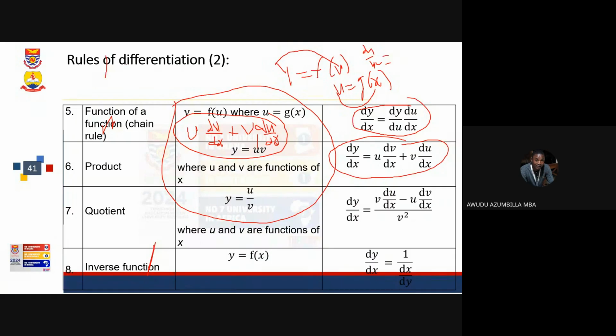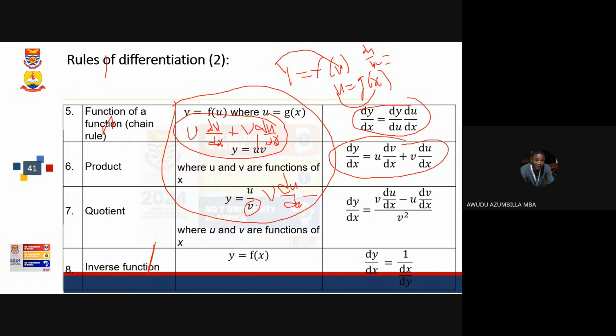Now, the third one is what we call the quotient rule. The quotient rule states that when you are doing the differentiation and you have a function dividing a function, then you can use the quotient rule. So the quotient rule deals with fractions. If you have functions that are fractions, you use the quotient rule. How do we use that? This one says that you hold the denominator, v, constant, then you differentiate u with respect to x.